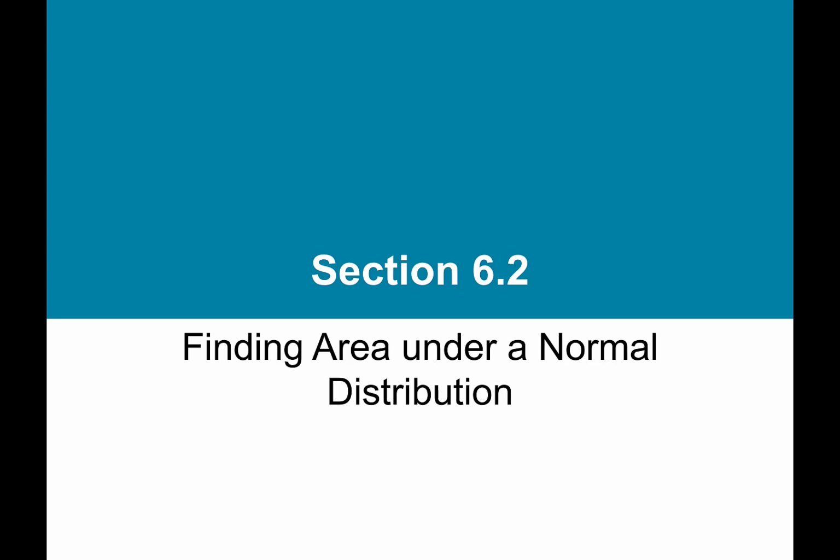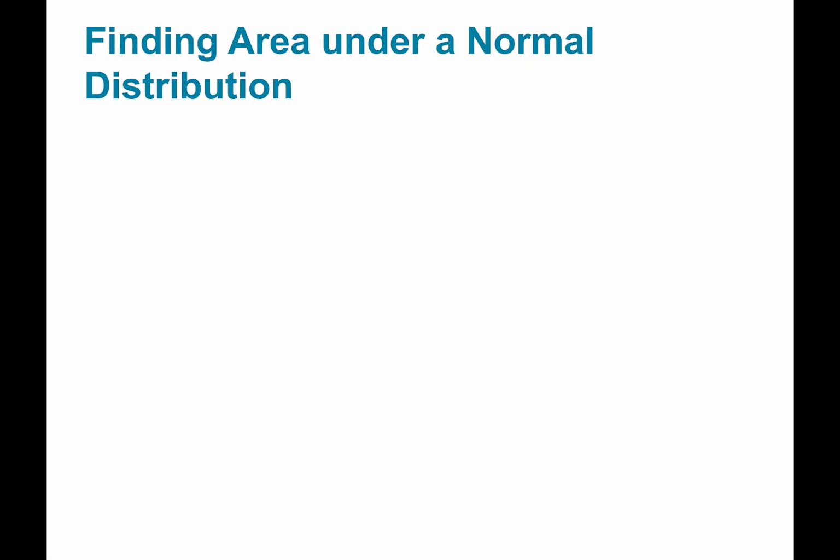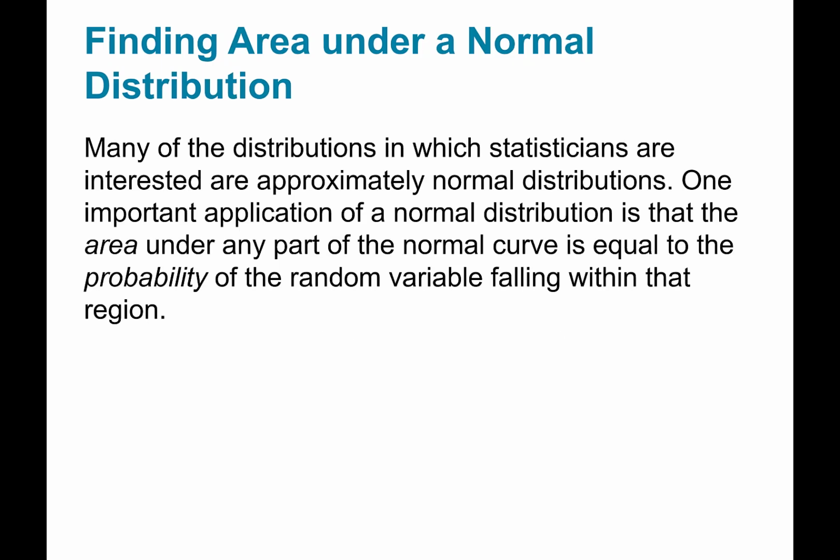Today we're going to talk about how to find areas under a normal distribution. Remember that most of the distributions we're going to be dealing with are going to be normal or pretty close to normal, so that we can actually use a normal distribution to approximate probabilities. The important thing to remember is that the area under any part of our normal curve is equal to the probability of the random variable falling within that region.